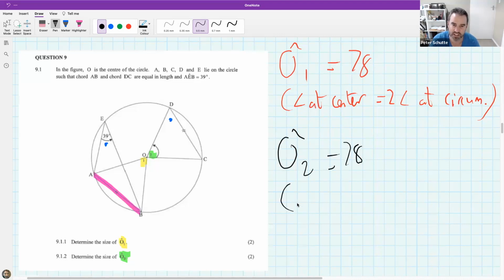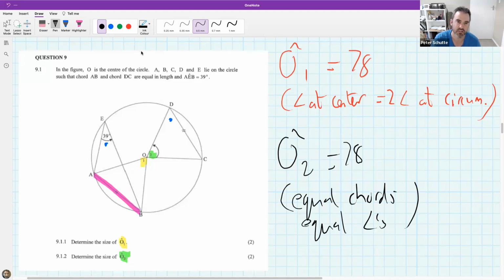And the reason is going to be equal chords subtend equal angles. So you can see that that chord over there makes that angle, and then that chord over there makes that. So they must equal. It's not that they're vertically opposite.